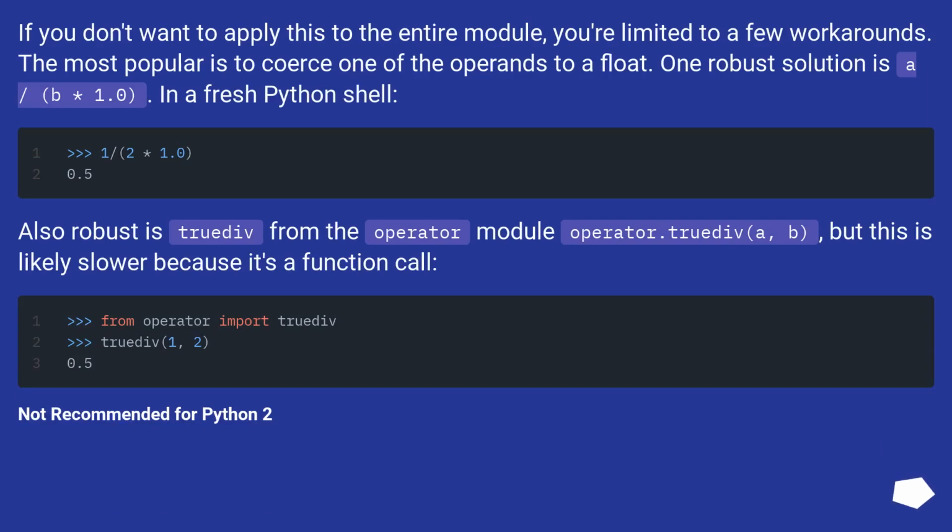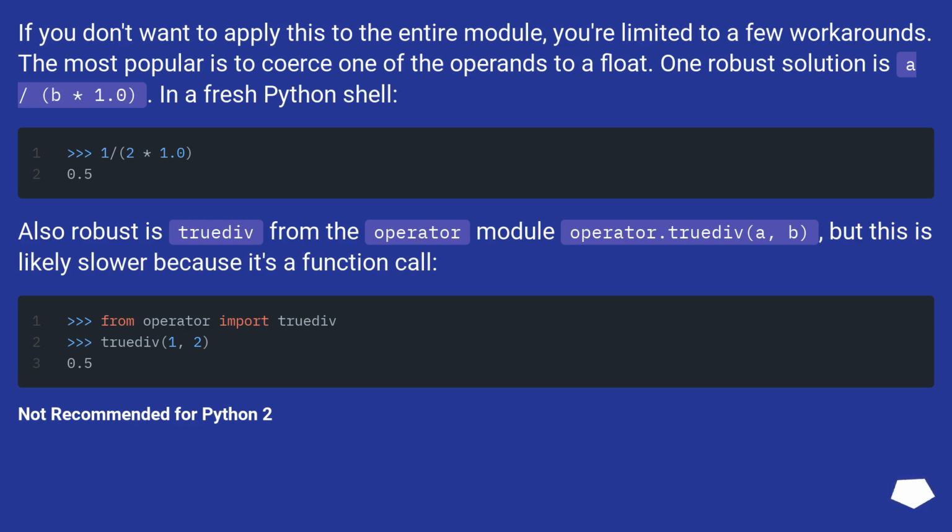Other options for Python 2. If you don't want to apply this to the entire module, you're limited to a few workarounds. The most popular is to coerce one of the operands to a float. One robust solution is a / 1.0 / b in a fresh Python shell. Also robust is truediv from the operator module, operator.truediv(a, b), but this is likely slower because it's a function call.